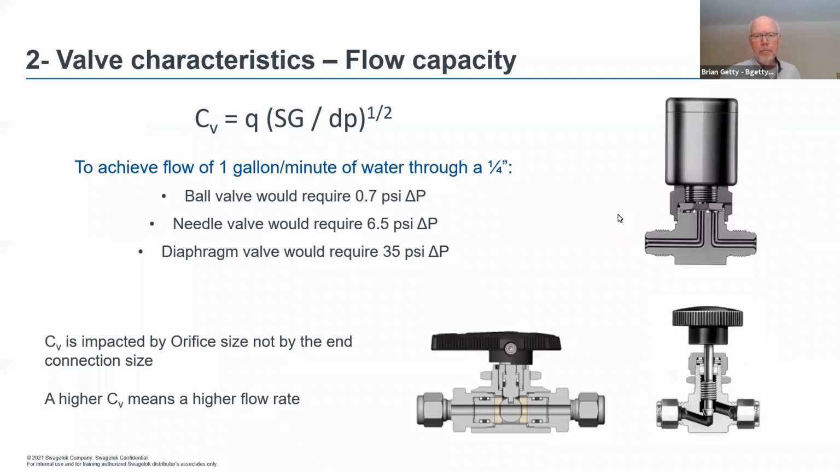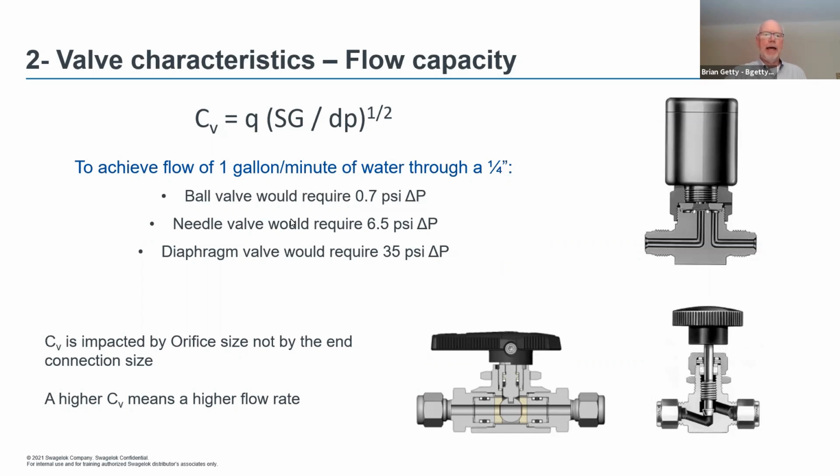Flow capacity. I know a lot of you are looking at your differential pressures. Just a quick example here: to achieve a 1 gallon per minute flow through a 1/4 inch orifice, if we look at a ball valve, this particular ball valve has a CV of 1.5. You will actually have with this a 0.7 psi differential pressure.